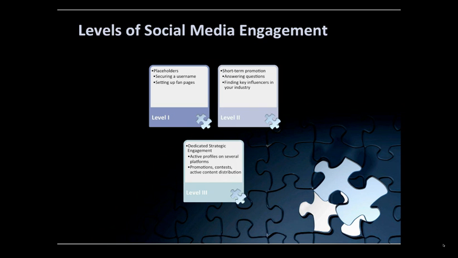So there are levels of social media engagement. There are 3 levels. The first are your placeholders, your stakeholders: securing a username and setting up fan pages. Level 2 is your short-term promotion: answering questions, finding key influencers in your industry, doing your research. And level 3 is dedicated strategic engagement: active profiles on several platforms, promotions, contests, active content distribution.